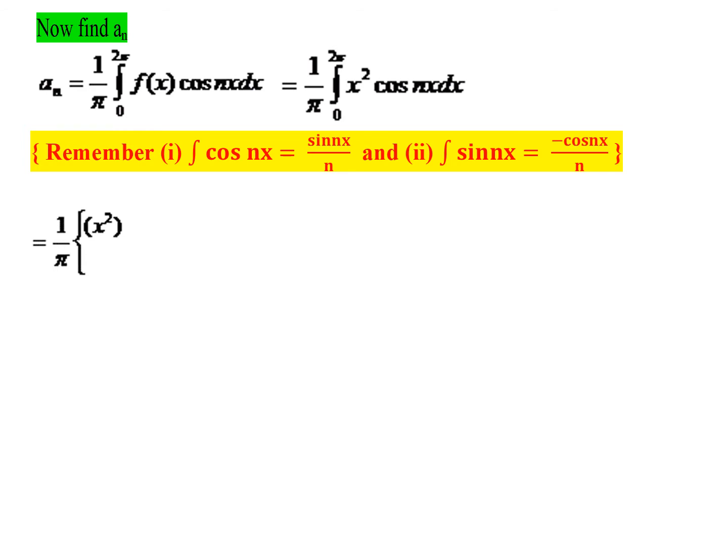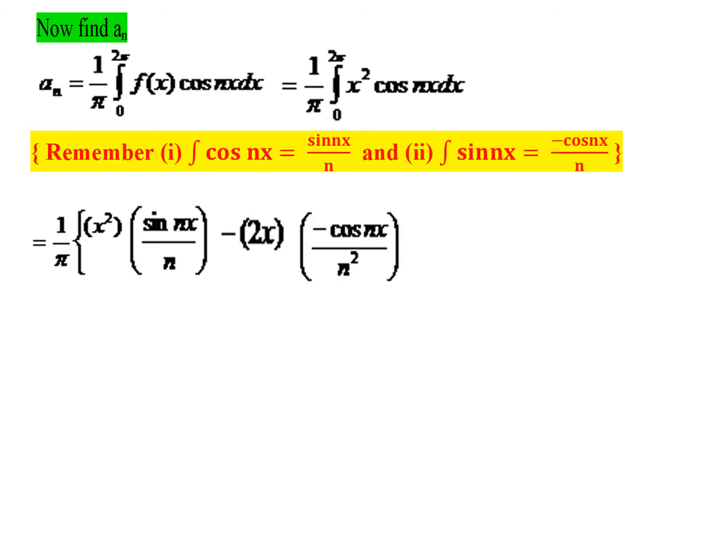1 by pi, keep the first term, so x squared, I'm just keeping it, into integrate the second. So cos nx, when I integrate, I get sin nx by n, minus differentiate the first. Now what is the first term here? X squared. When we differentiate, we get 2x, into integrate the second, sin nx by n, that is the second term. When we integrate that, what do we get? Yeah, minus cos nx by n squared.